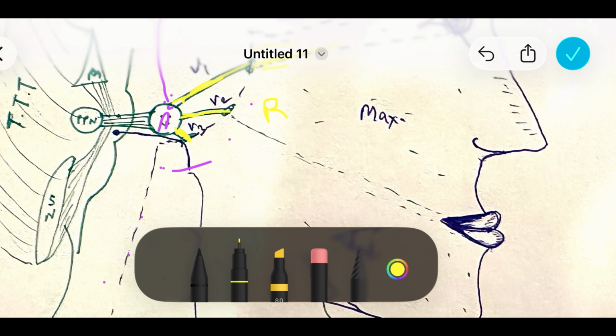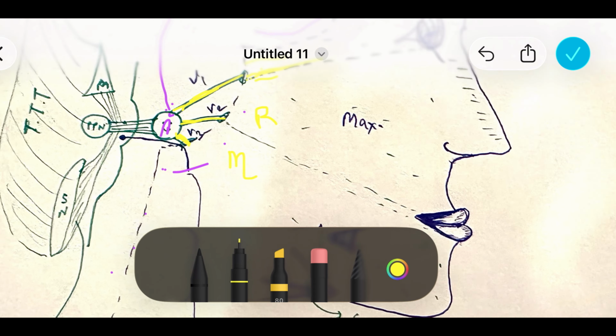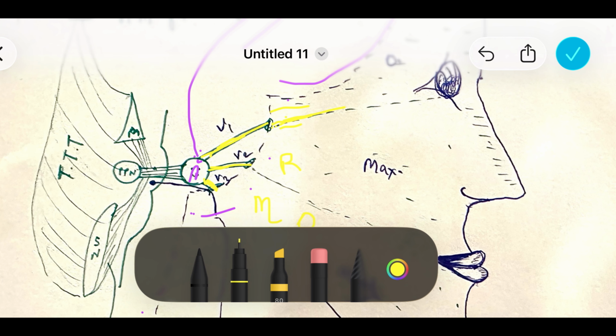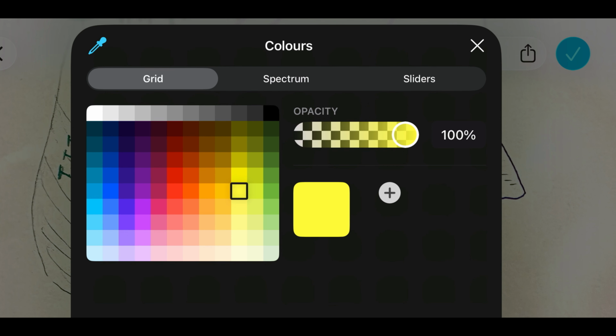Then we have the V3 division. As you can see here, this is the mandibular division and it exits the cranial cavity through foramen ovale. Now this is the sensory root of the trigeminal nerve. We have one sensory root and one motor root.